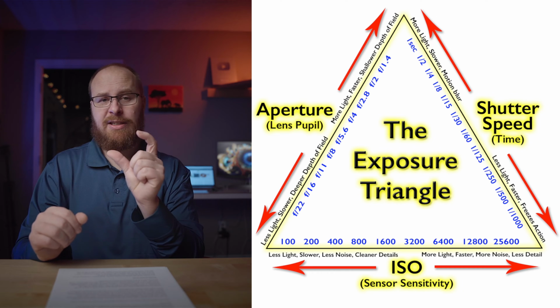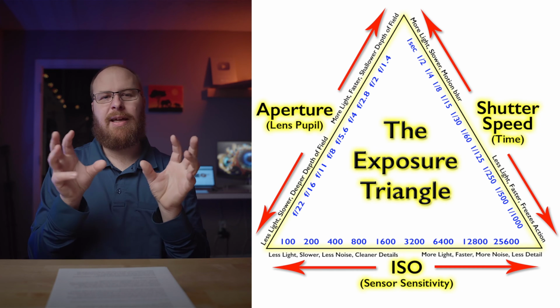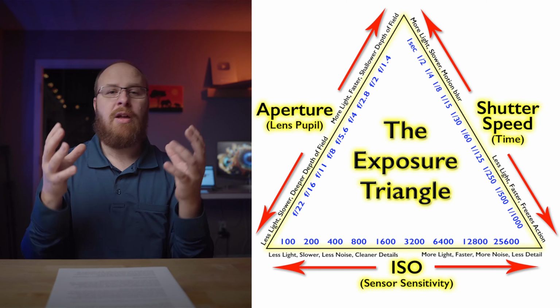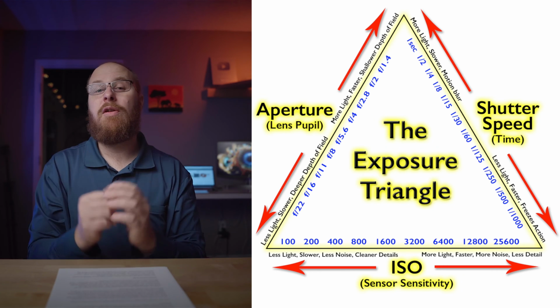The more sensitive sensor will just grab the light faster. It's like a sponge that is more activated. So that's how it works, but at the cost of noise.